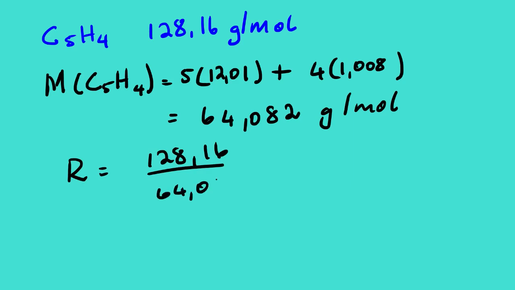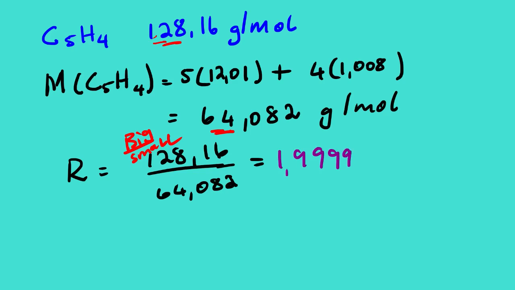128.16 divided by 64.082. In case you find yourself in a situation whereby you forget the equation, just know that in most cases it's big number divided by small. So just calculate the molar mass of the empirical formula, compare these answers, and you'll see the big one will come to the numerator, the small one to the denominator. Then we'll figure out the ratio.